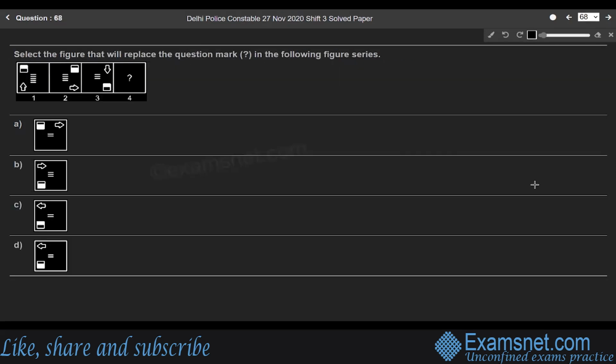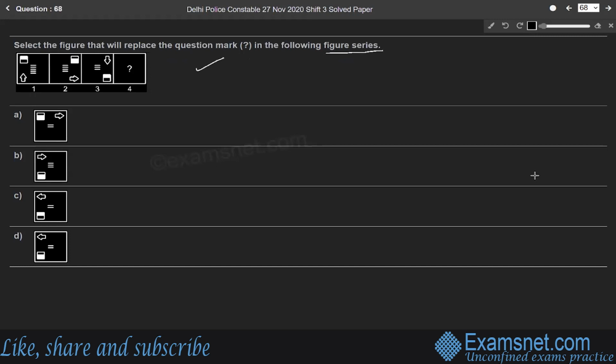Question 68. Select the figure that will replace the question mark in the following figure series. So the series is like this. As we move along the series, the number of lines in the middle of the figure is decreasing. In the first figure, the number of lines is 5. In the second, it is 4. In the third figure, it is 3. So in the fourth figure, it has to be 2. Number of lines in the middle of the figure has to be 2.